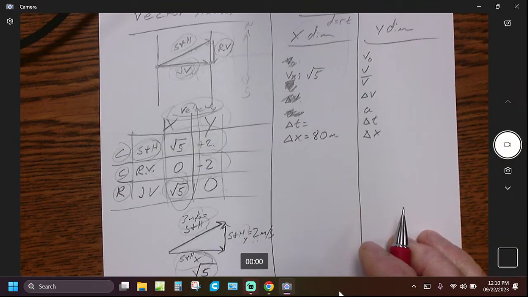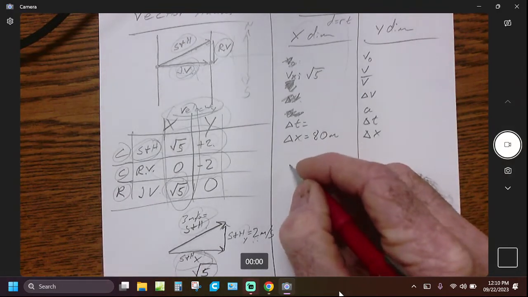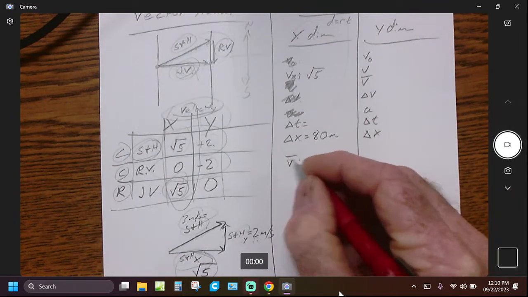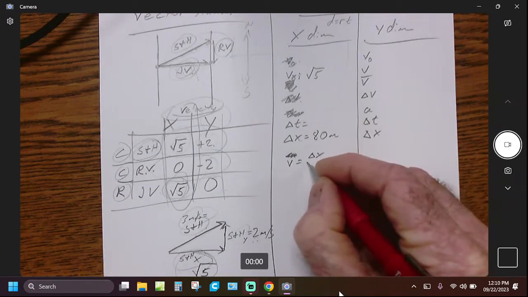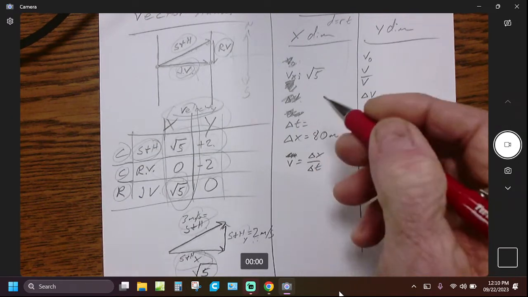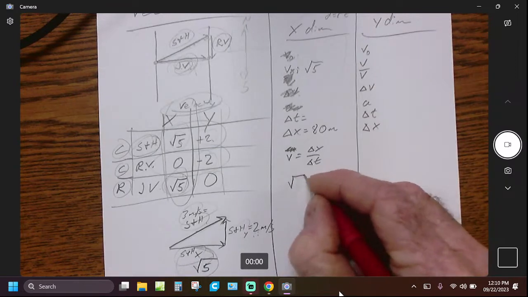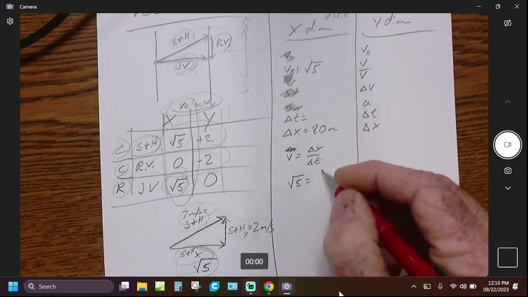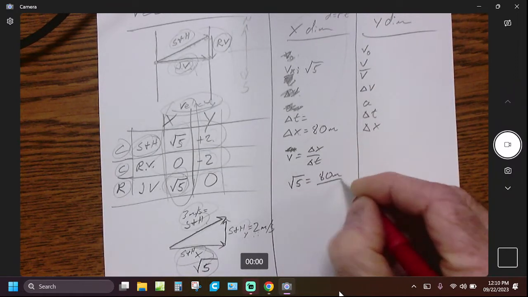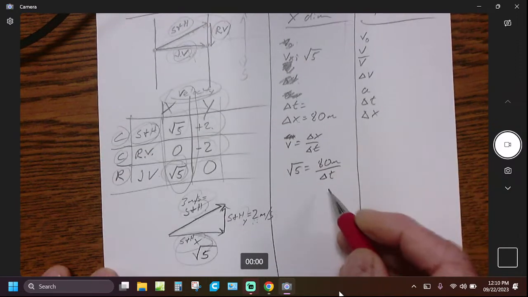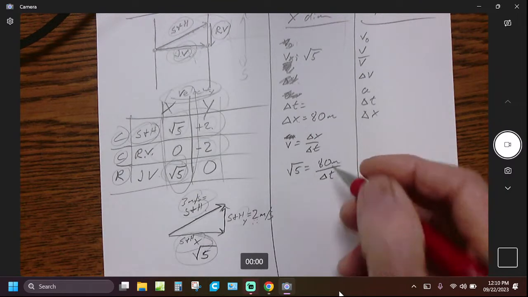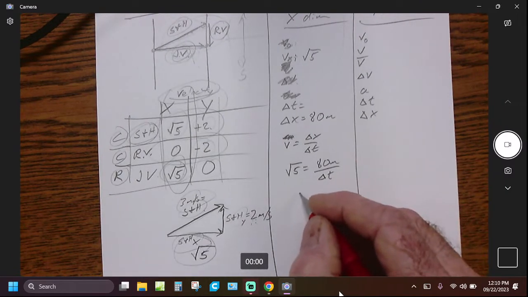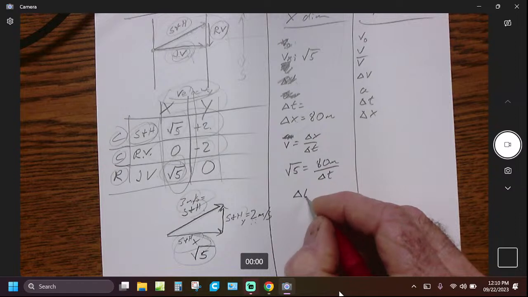Plug it into the equation. Distance equals rate times time. Or I could write, since I crossed out average velocity, average velocity equals displacement over time. So the velocity is root 5, and delta x is 80 meters, and then I have delta t. So solving for this is going to ultimately be 80 divided by the square root of 5, which I think is 26. No. What is it? 20.